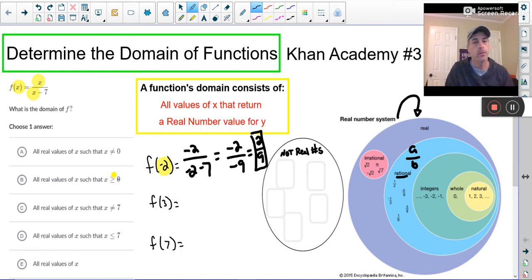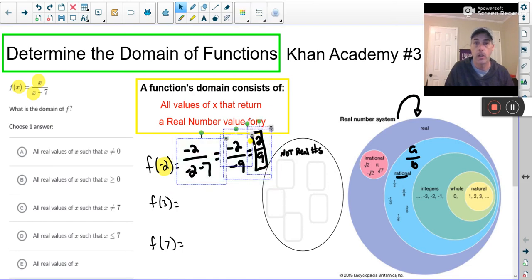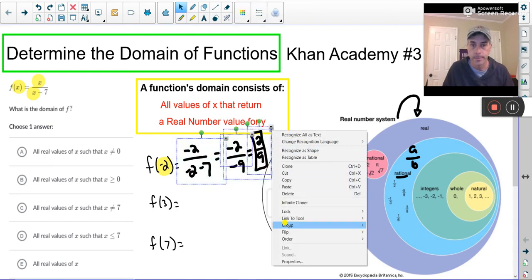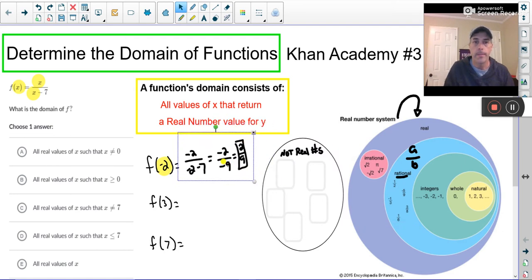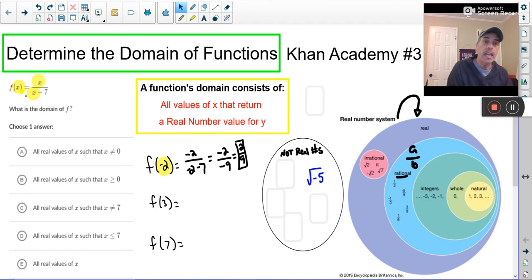So what I thought I would do to help you understand this is to remind you of two things. One is from our previous lesson, which I think was Khan Academy number 2. There are some things that are not real numbers, such as the square root of a negative number. So if there was any x value I could put in that would give us an output that was the square root of a negative number, we would know we could not have that be a part of the domain.